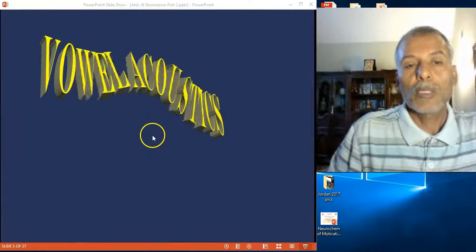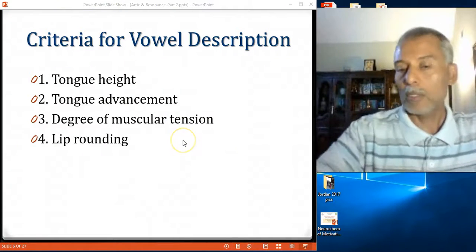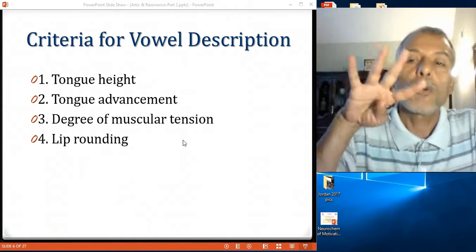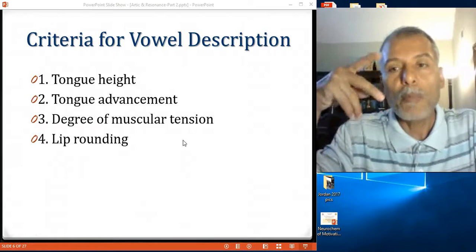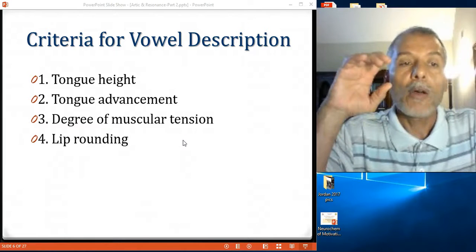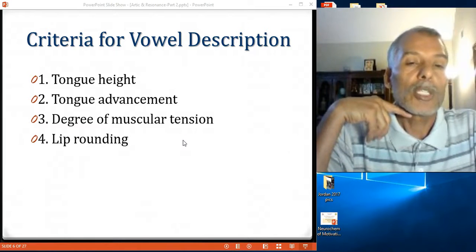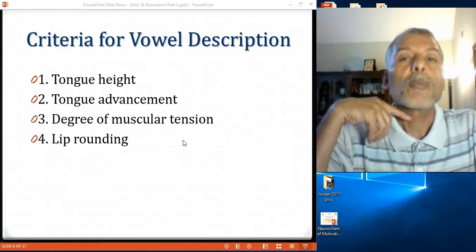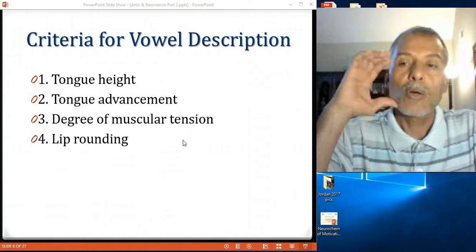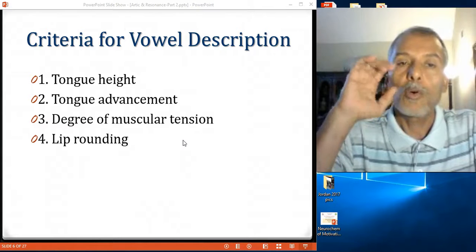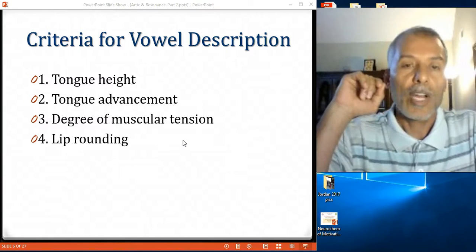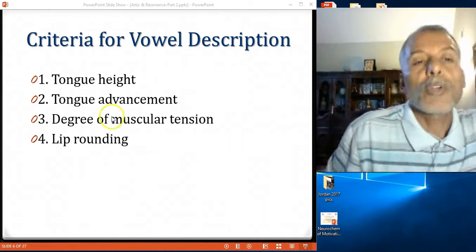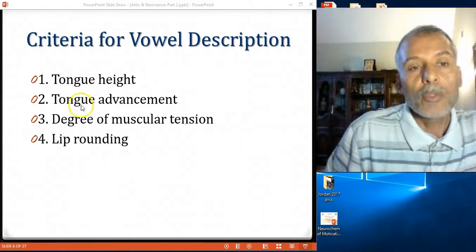Now let's review just the vowels quickly, and then we come and describe. In order to describe any vowel, you have 4 criteria. 2 of them have to do with the tongue. All vowels, of course, are produced as vibrations of the vocal folds. All vowels are the product of pure tones, because there is minimal or no obstruction throughout the vocal tract, as you say ah or e or oo or any of the other vowels. So 2 criteria when you describe have to do with the tongue.